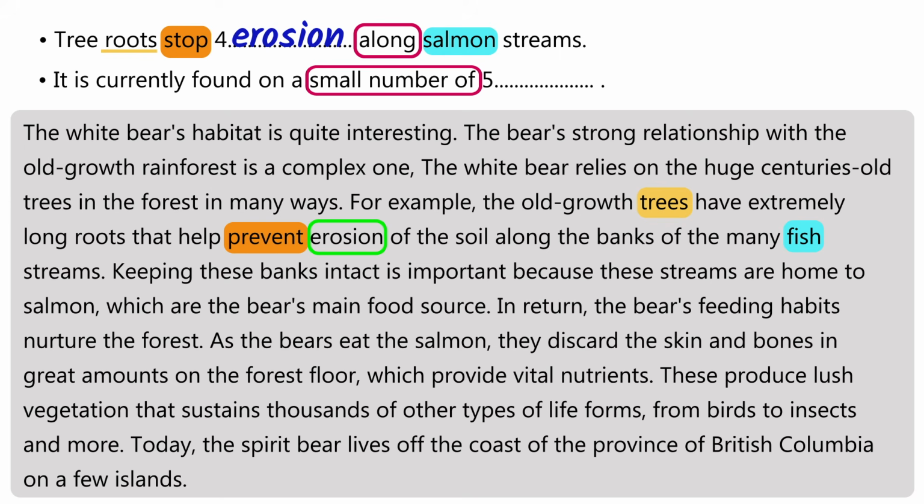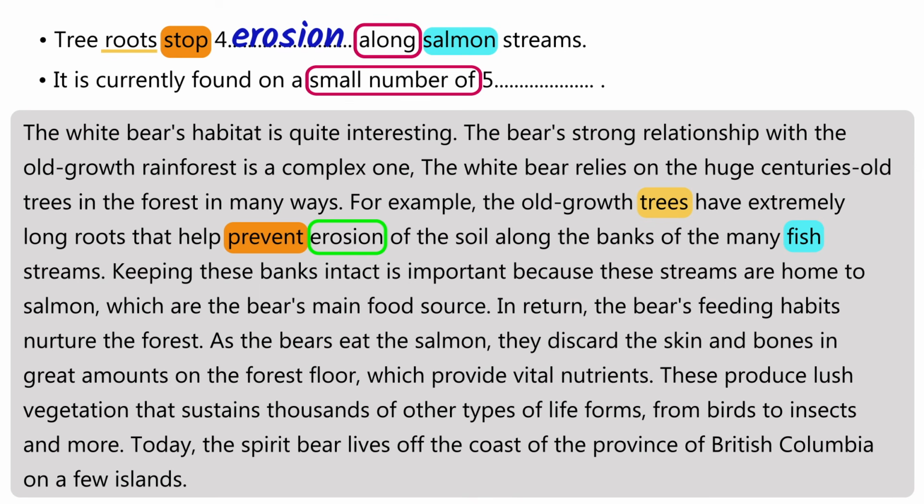Keeping these banks intact is important because these streams are home to salmon, which are the bear's main food source. In return, the bear's feeding habits nurture the forest. As the bears eat the salmon, they discard the skin and bones in great amounts on the forest floor, which provide vital nutrients. These produce lush vegetation that sustains thousands of other types of life forms, from birds to insects and more.